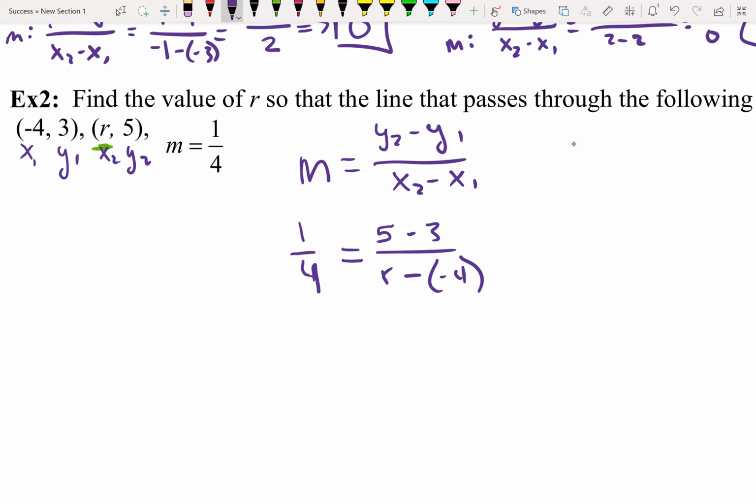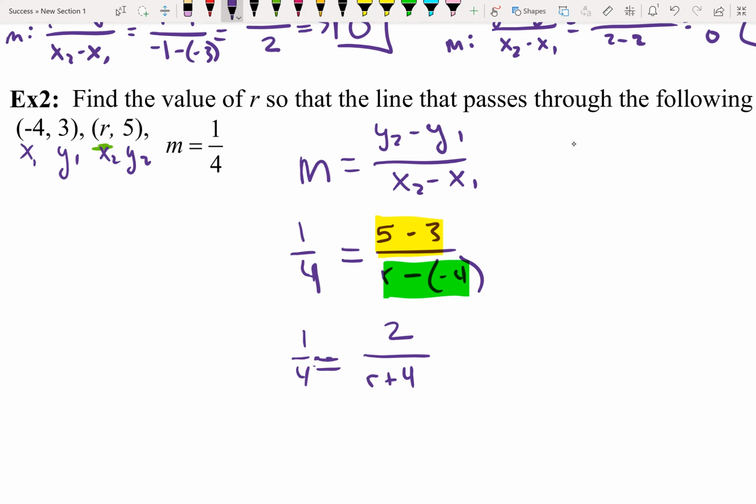First thing I'm going to do is clean up this highlighted piece in yellow, and then clean up that highlighted piece there in green. I'm not changing that 1/4 at all, but 5 minus 3 gives me 2. R minus negative 4, I'm just going to rewrite that as r plus 4 for right now. Now that we have this 1/4 equals 2 over r plus 4, I'm going to use some knowledge of proportions.